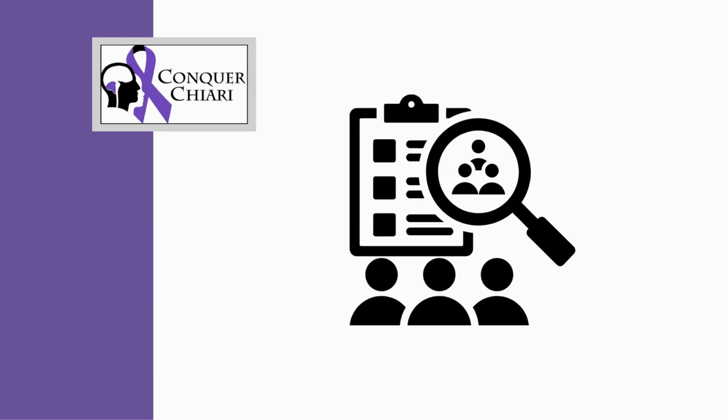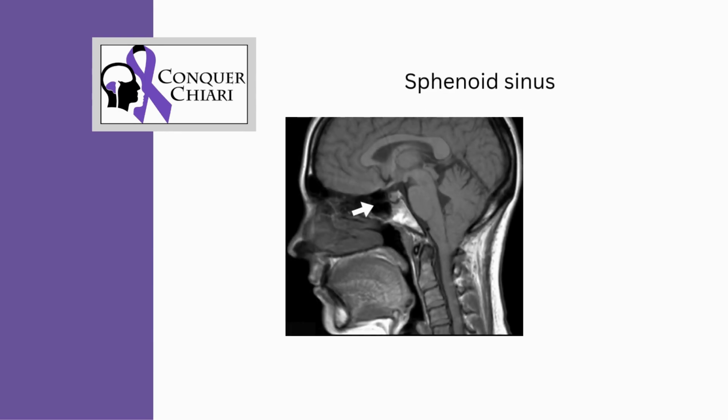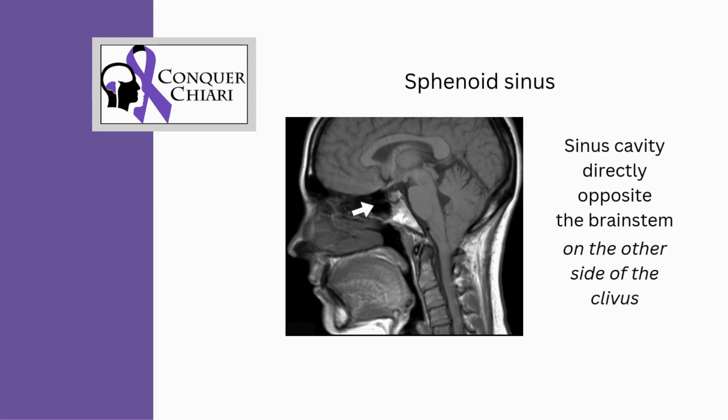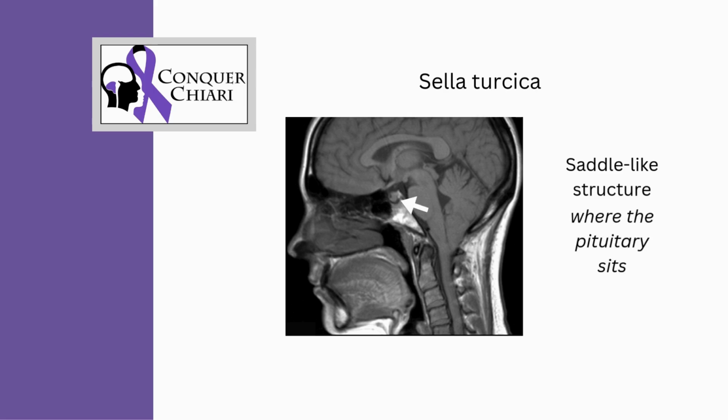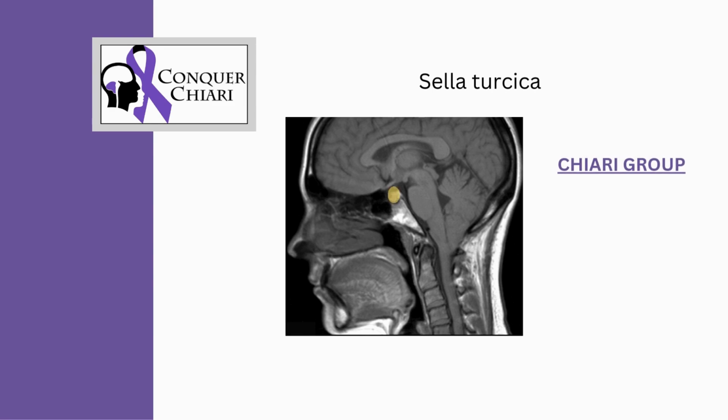The same study also looked at the sphenoid sinus, which is a sinus cavity directly opposite the brainstem on the other side of the Clivus, and found that the sphenoid sinus was 38% larger in the Chiari group. Finally, the study looked at the area of the sella turcica, which is a saddle-like structure at the top of the Clivus where the pituitary sits. In the Chiari group, this area was reduced by 27%.